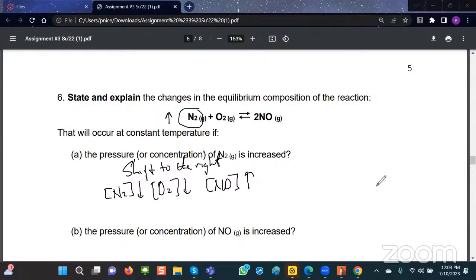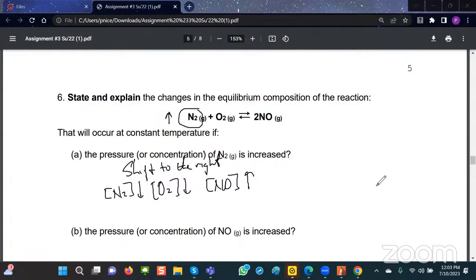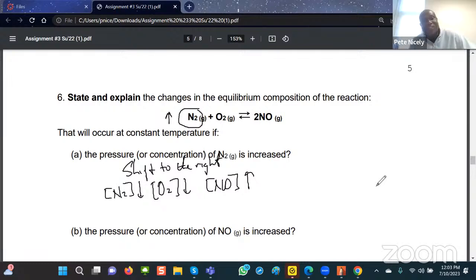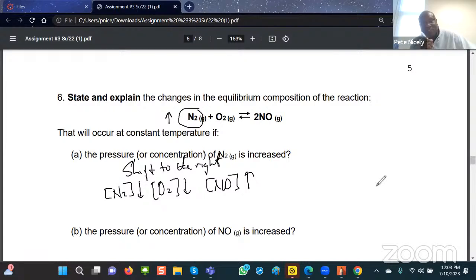At this level, does the coefficient in front of the NO matter? Not for this part. It only matters if the total pressure changes. Okay, thank you. Any other questions before we move on?